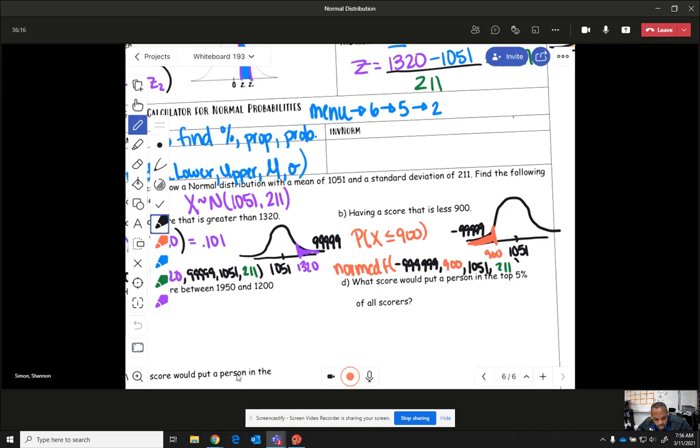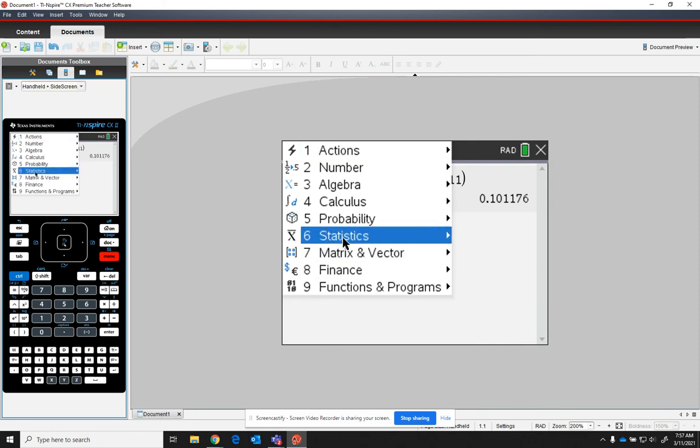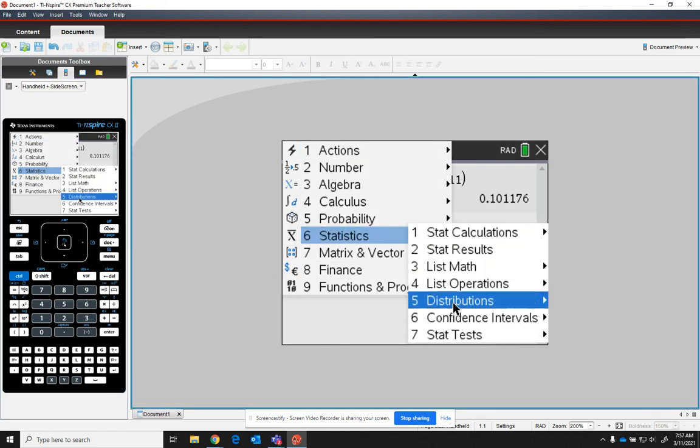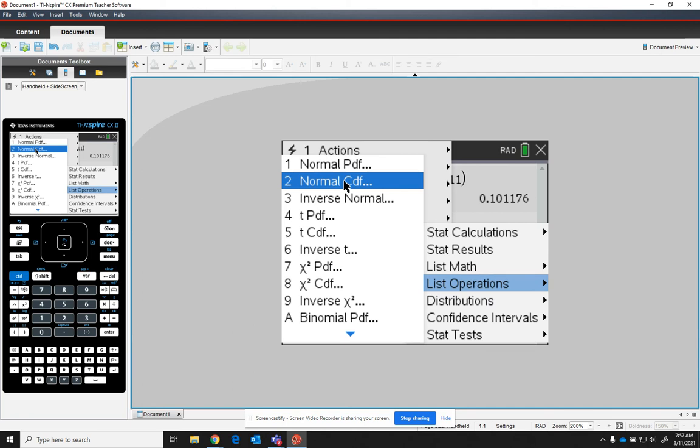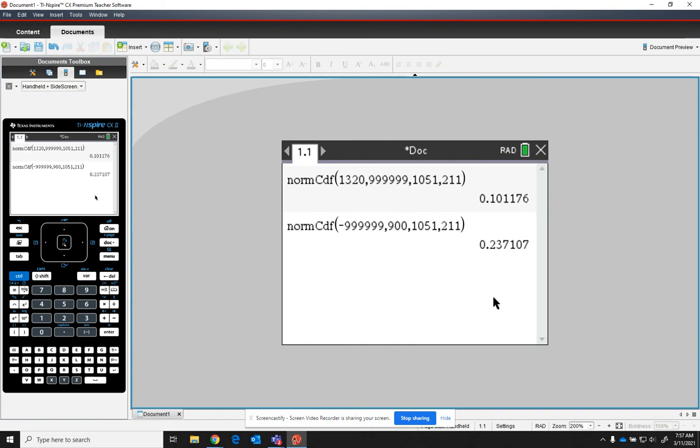So when I go to my calculator again, remember I go menu, 6, 5, always the CDF, so 2. The lower bound here is negative 999. The upper bound, 900. The mean, 1051. Standard deviation, 211. Type it in, and I get this value here. So this is equal to 0.237.